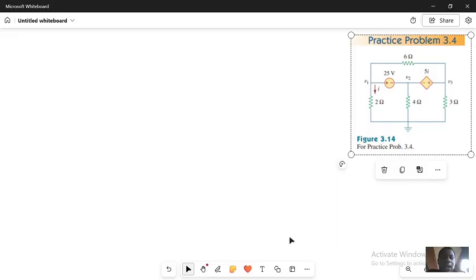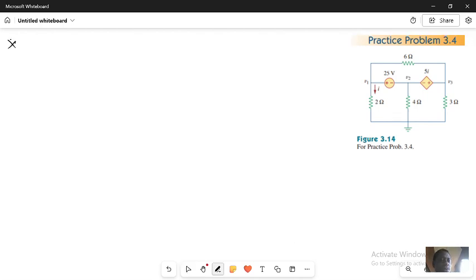So now in this video we're going to see another example of nodal analysis when there is a supernode. We're going to determine V1, V2 and V3 because there are supernodes. This one is a supernode. We already discussed it in the previous video.